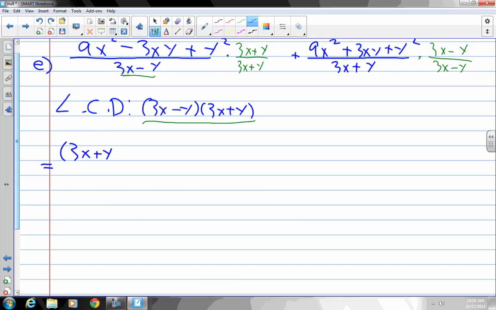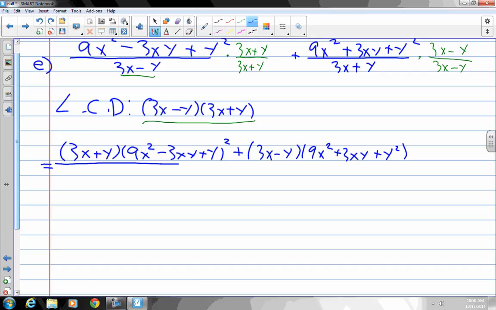3x plus y times 9x squared minus 3xy plus y squared, plus 3x minus y times 9x squared plus 3xy plus y squared, all over whatever the LCD is. I don't care.